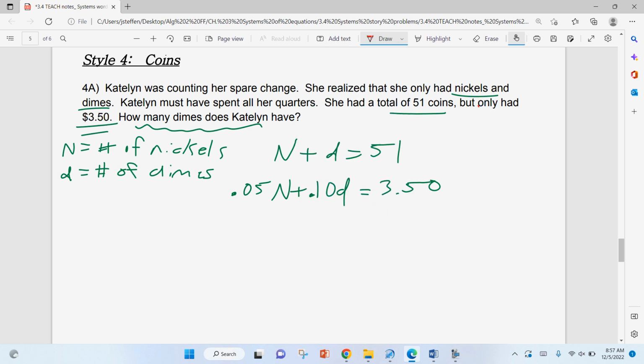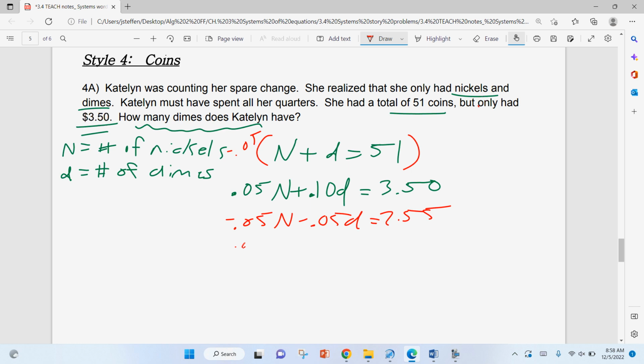Again, the reason this one's hard for people is a lot of people don't know, what do I multiply n by to get 0.05? Well, you multiply it by 0.05. So that's negative 0.05n minus 0.05d is equal to 51 times 0.05. 51 times 0.05 is 2.55.